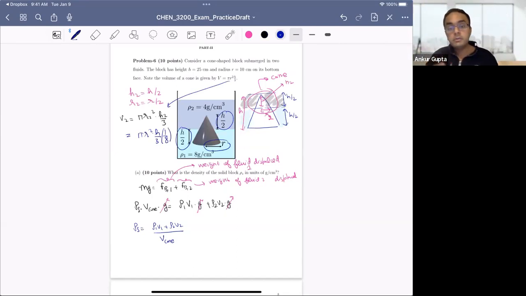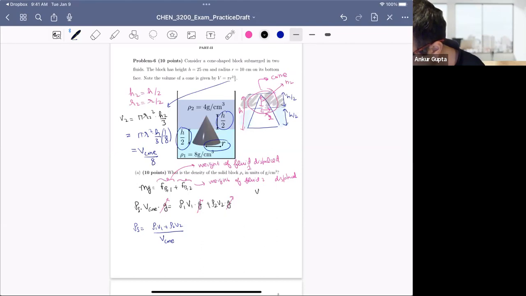So essentially the volume of the top portion is 1/8 of the volume of the cone. So this is V cone by 8. And then the remaining value for V1 is simply whatever remains of the cone, which is 7 V cone by 8. So this also implies that V1 is 7 V cone by 8.